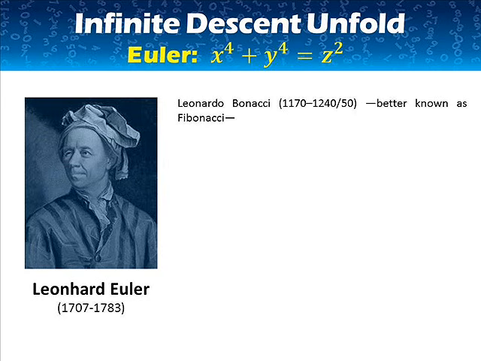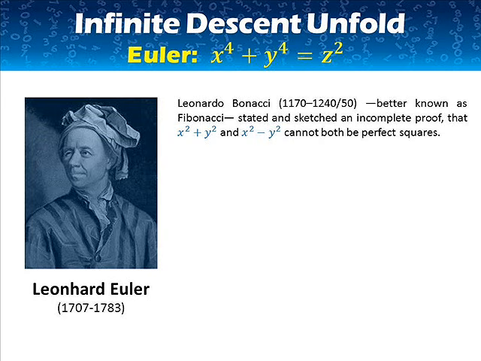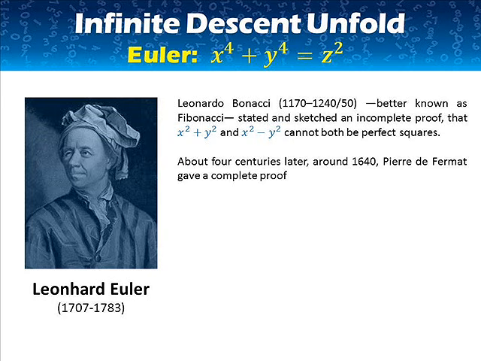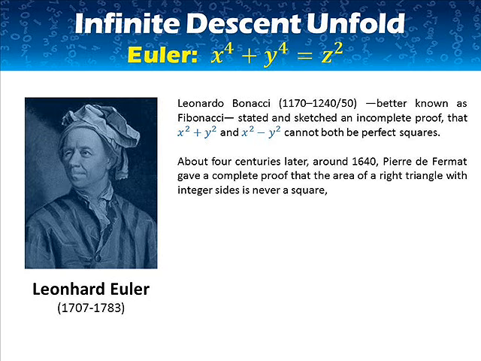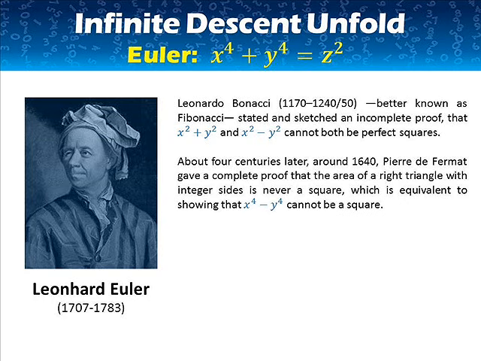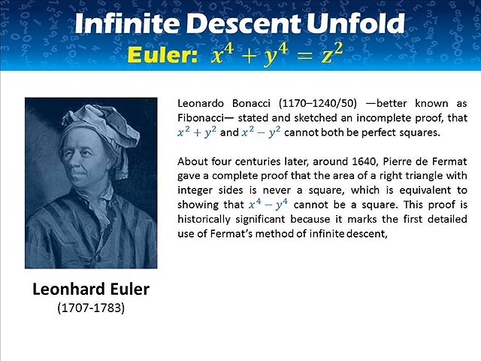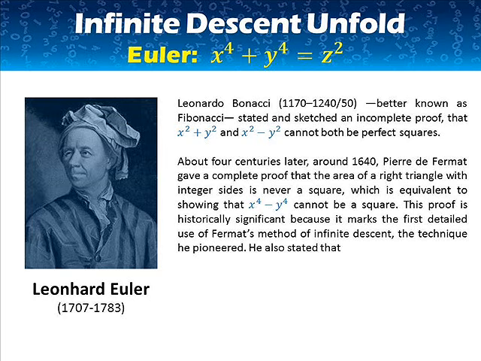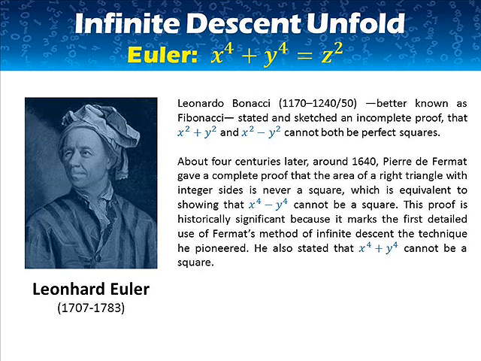Leonardo Bonacci, better known as Fibonacci, stated and sketched an incomplete proof that the sum and difference of 2 squares cannot both be perfect squares. About 4 centuries later, around 1640, Pierre de Fermat gave a complete proof that the area of a right triangle with integer sides is never a square, which is equivalent to showing that the difference of fourth powers cannot be a square. This proof is historically significant because it marks the first detailed use of Fermat's method of infinite descent, the technique he pioneered. He also stated that the sum of 2 fourth powers cannot be a square.